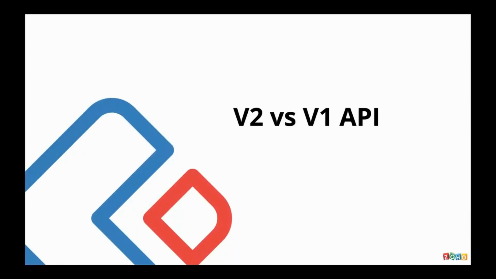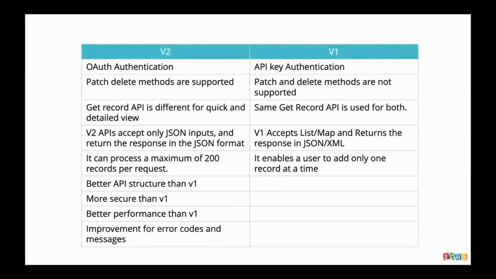So with that, let's see a comparison between V1 and V2. That is version 2 of API versus version 1 of API. In version 2 of API, we have introduced OAuth based authentication, which is secure because we will be delegating access with respect to certain modules and not to the complete application or to the account. In the V1 version, we use API key authentication, which is generated once and can be misused, or it can be misplaced, or can be stolen easily.